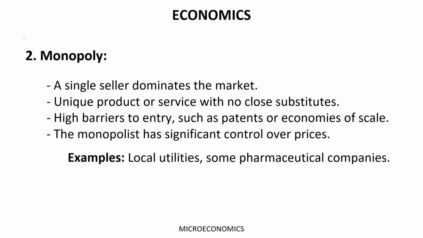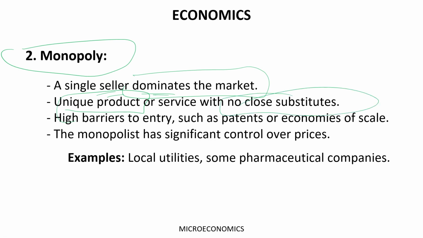Next, we have the monopoly. Basically, monopoly is like dominance, because only a single seller is dominating the market, either with a unique product or with no close substitute. So the buyer has no other choice except buying and consuming the goods and services from the monopolist.